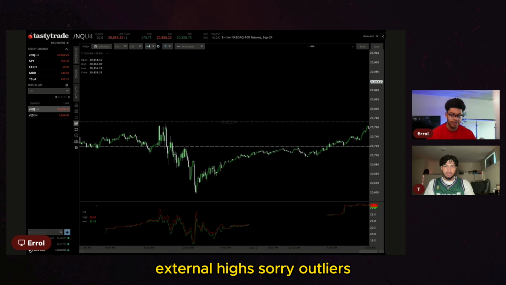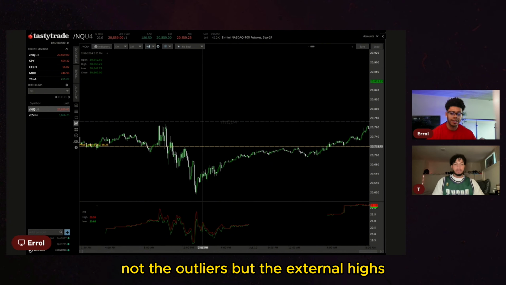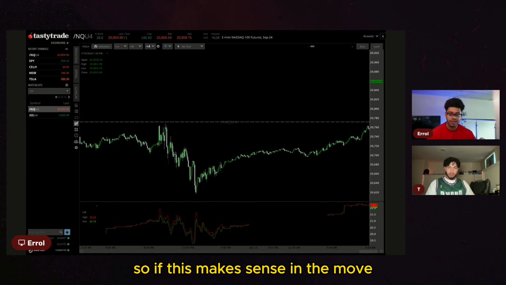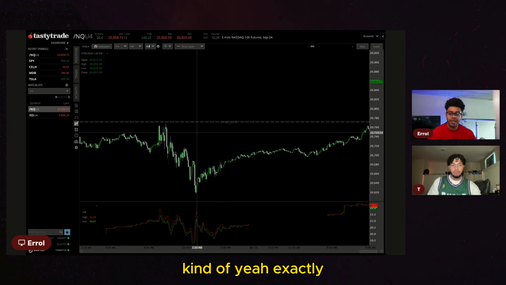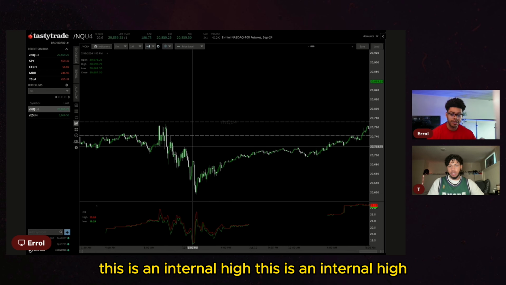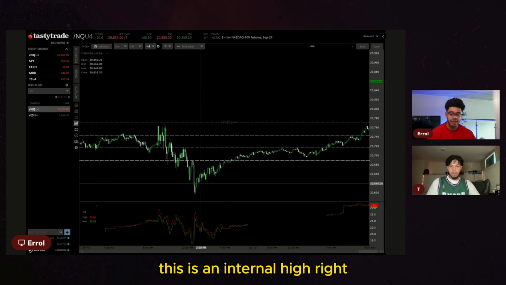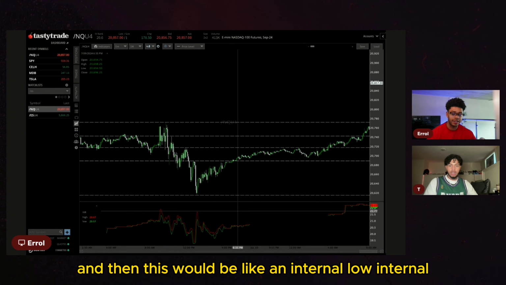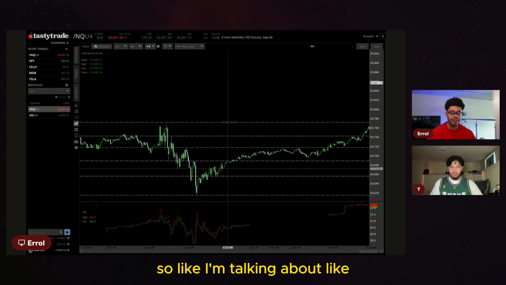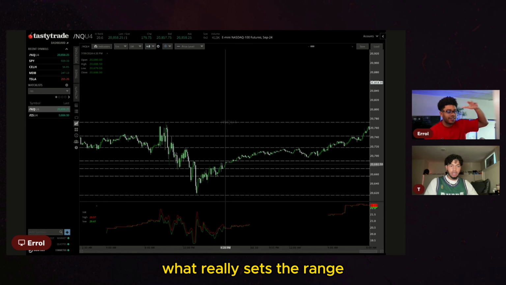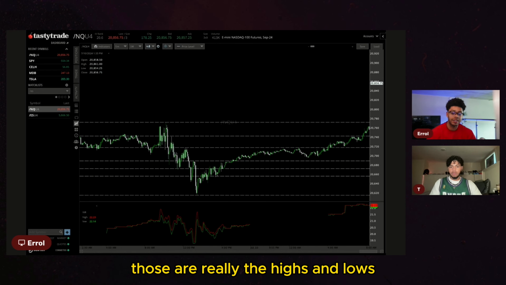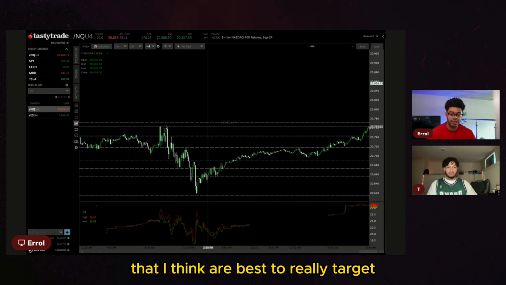External highs. Not the outliers, but the external highs. Gotcha. This would be like an internal high, within the move, kind of. Yeah, exactly. This is an internal high. This is an internal high. This is an internal high, right? And then this would be the external low that I just put in. And then this would be like an internal low. I'm talking about what really sets the range. Where's the high and low that sets the range? Those are really the highs and lows that I think are best to target.